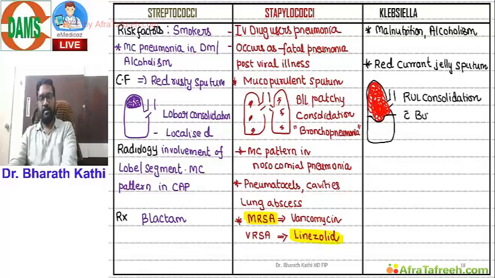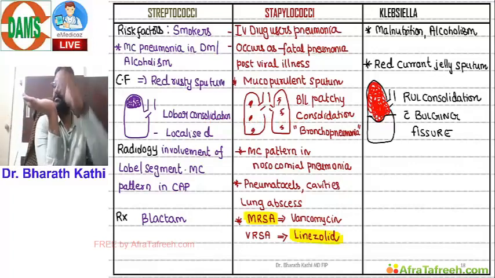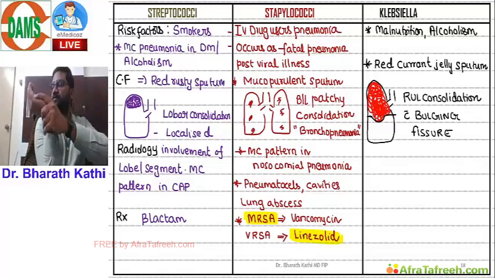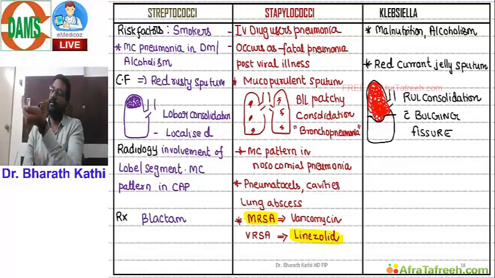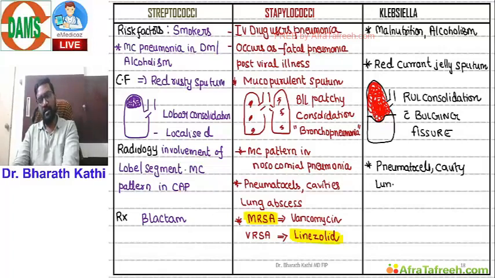With the classical bulging fissure sign. See here students, for better understanding, normally your horizontal fissure will be straight like this. So whenever there is some weight, it can slightly bulge down. So this bulging down is called the bulging fissure sign. And Klebsiella is also capable of causing pneumatocysts, cavities, and lung abscess.